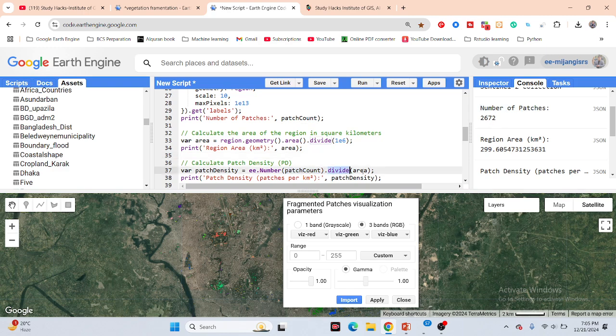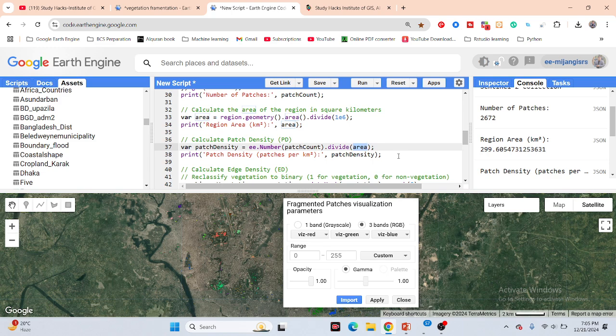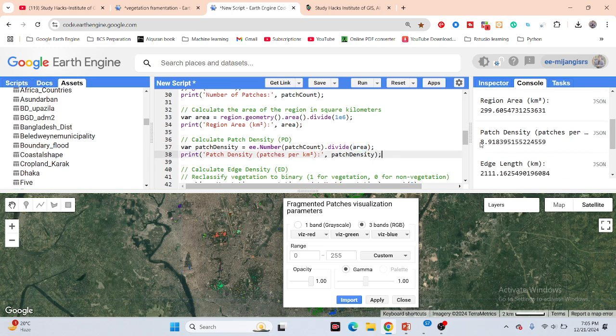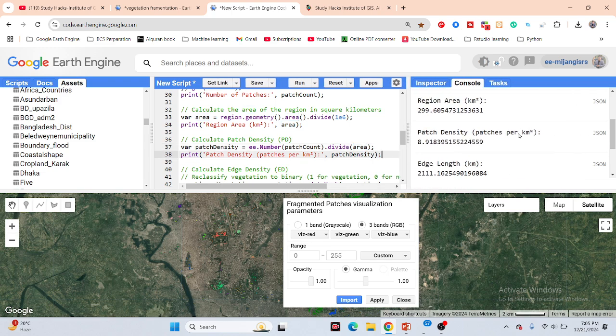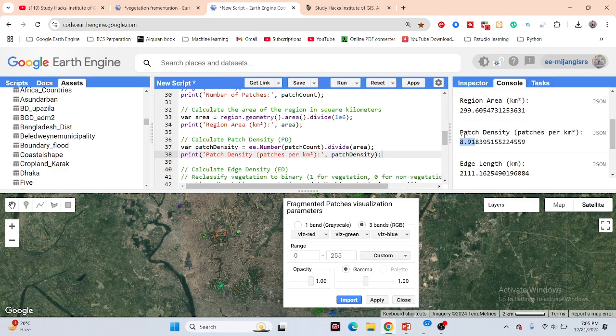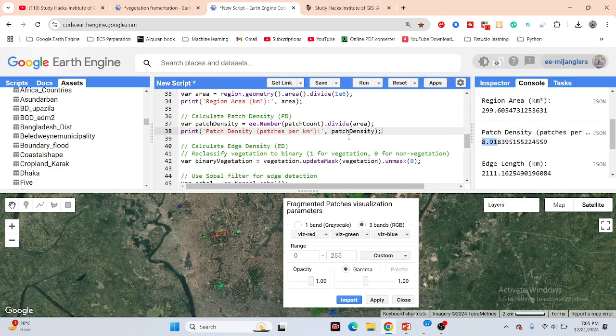Number of patches divided by total area. So you can easily get the result, the patch density. You can see this is the patch density. We find that it is 8.91 per square kilometer. And we also calculate the edge density. For the edge density, we need to calculate the length.